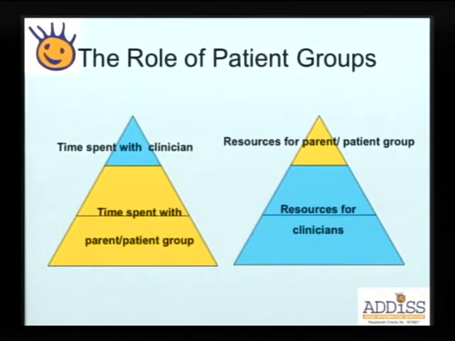The role of patient groups, this is really interesting. Parents and children spend very little time with the clinician. These appointments aren't very quick, and how many times do they see them in a year? Not very often. They spend a lot of time in the parent groups, often going to parent group meetings, maybe fortnightly, maybe weekly, maybe monthly. And yet the resources in those parent groups are very poor and very small because we don't have money. Clinicians have access to resources, but they don't spend that much time to use those resources.